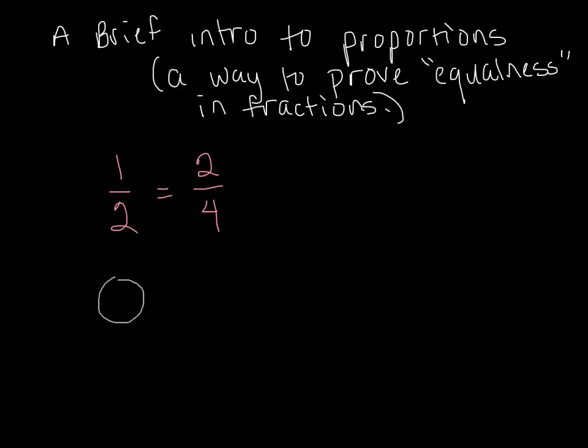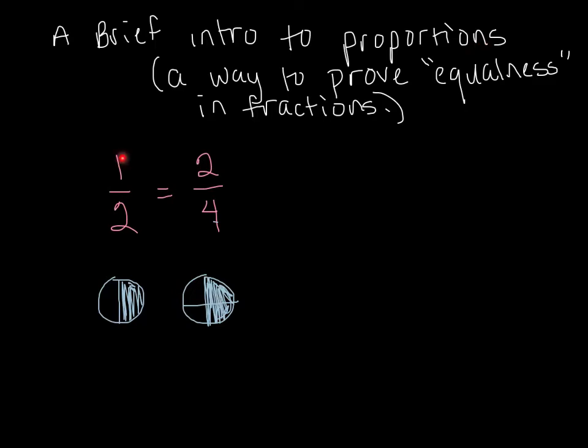If I drew a pizza and split it into 2 pieces, because that denominator says 2, and ate one of those pieces because the numerator says 1, it would look the same as if I cut this pizza into 4 pieces, because the denominator says 4, and I ate 2 of those 4 pieces. So you're looking at the same amount of pizza here as you are here. These are equivalent fractions. That's easy with small numbers, but even if they were bigger numbers, we could still use proportions. Let me show you how it works.